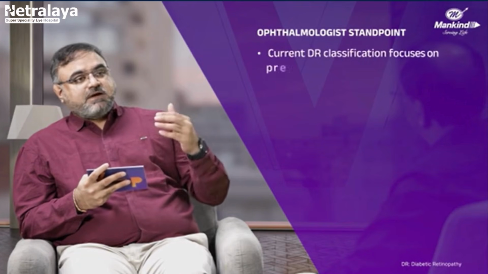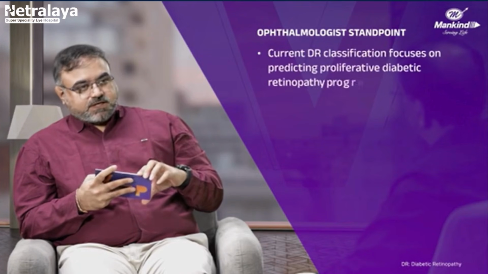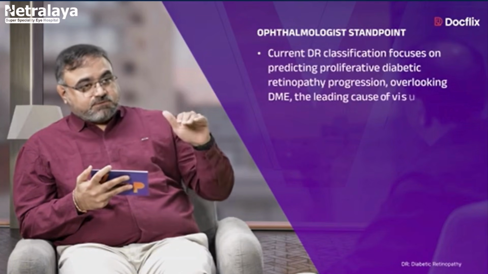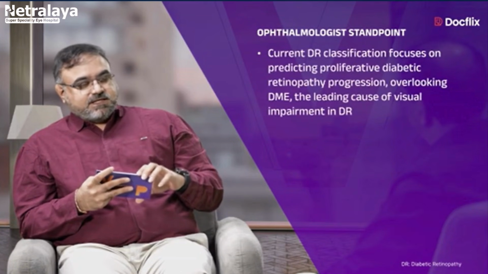Nowadays, when ultra wide field imaging is easily available in the market, we have to change our classification accordingly. But as a gold standard, right now it is the ETDRS classification. Diabetic macular edema is a leading cause of visual impairment in diabetic retinopathy, but there's no implication of diabetic macular edema in this ETDRS classification. We are mainly focusing on progression of diabetic retinopathy to proliferative diabetic retinopathy. We are just marking that.